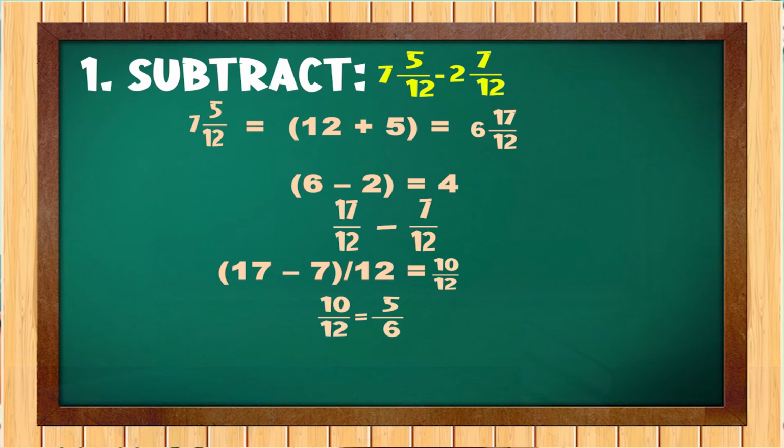But we're not finished there. Now we have to add the difference of the whole numbers and the difference of the fractions. So remember, when we subtracted the whole numbers, we arrived at the answer 4. So we add 4 to that fraction and our answer becomes 4 and 5/6.